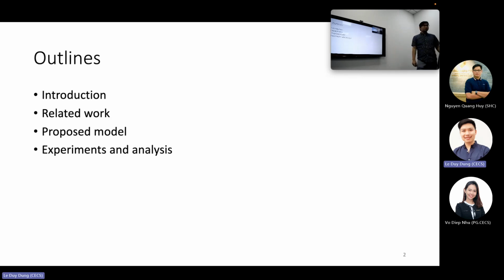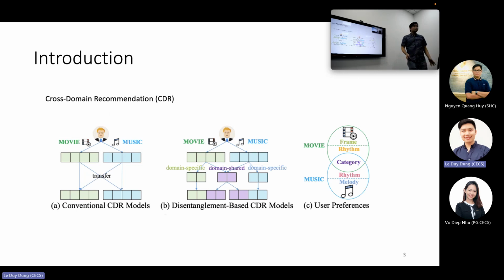So let's look at the outline. We have four parts. First is the introduction, the second is related work. Then we look at their proposed method. Finally, we have insight about the experiment and analysis. The last one, we have a short discussion of their work.